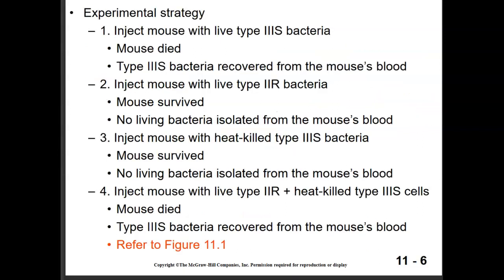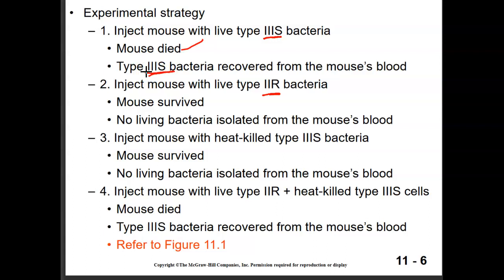Okay, so the experimental strategy. What Griffith did was he took mice and injected them with what we're going to call type 3S, which are the smooth bacteria, or the type 2R bacteria. Now, remember the S, the smooth ones, were deadly. So when you inject a mouse, the mouse eventually dies of pneumonia. And when you do an autopsy and look at the mouse's blood, you find type 3S bacteria in high density in the blood.